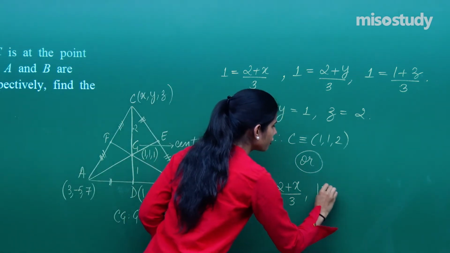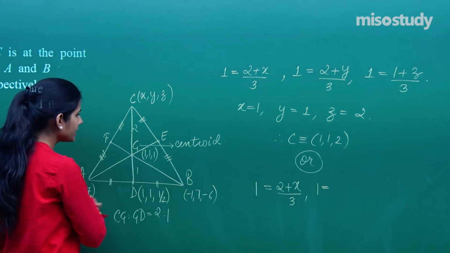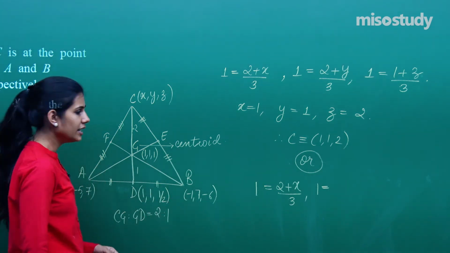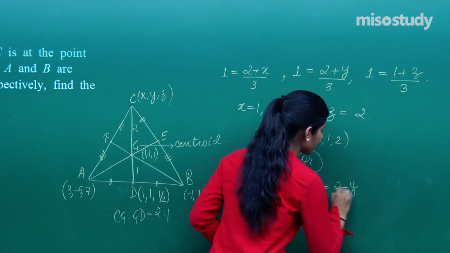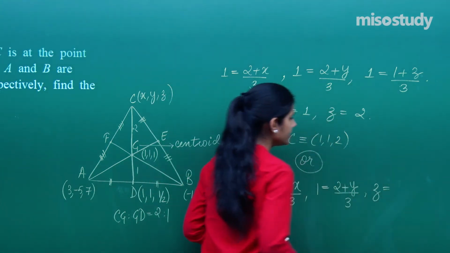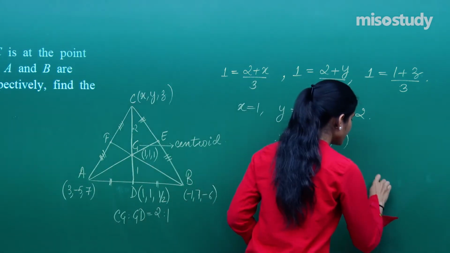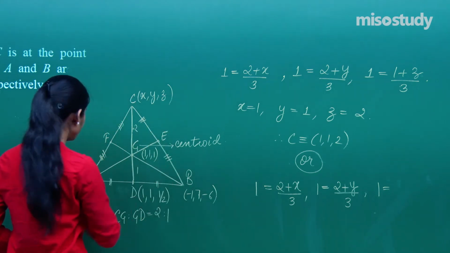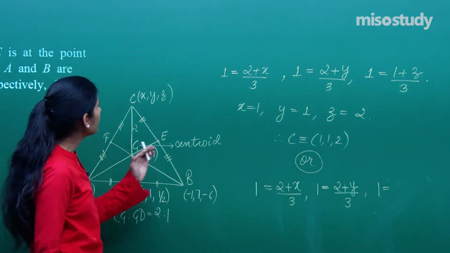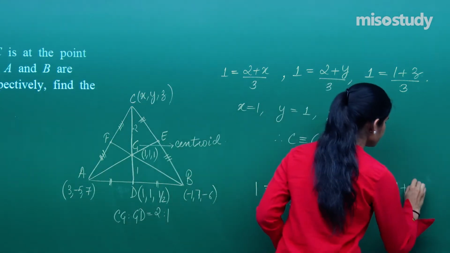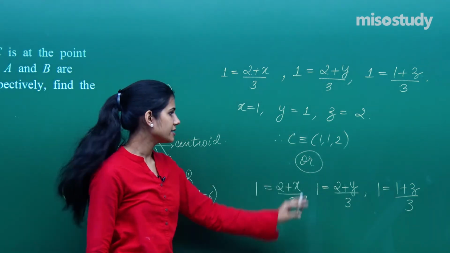Y coordinate of the centroid is equal to sum of all the y coordinates upon 3. So it is y plus minus 5 plus 7 upon 3, that is 7 minus 5 is 2, 2 plus y upon 3. Z coordinate is what? Sum of all the z coordinates divided by 3. Z coordinate of the centroid is already given to me, it is 1. So it is z plus 7 plus minus 6. 7 minus 6 is 1, 1 plus z upon 3. So it's the exact same thing.